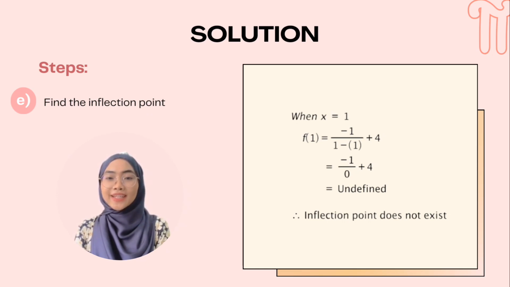Next, we calculate the inflection point. When x equals 1, then insert it in the equation of the question given. So it will be negative 1 over 1 minus the bracket negative 1, plus 4.